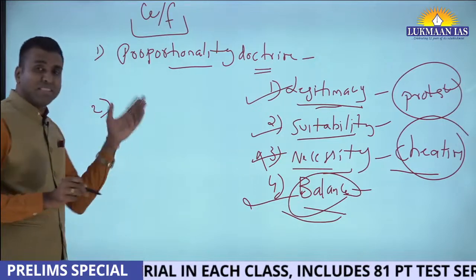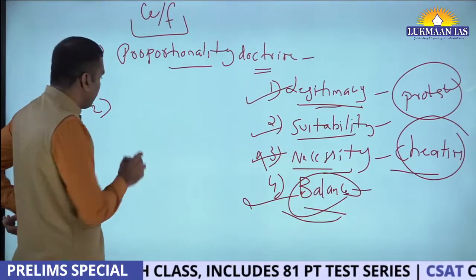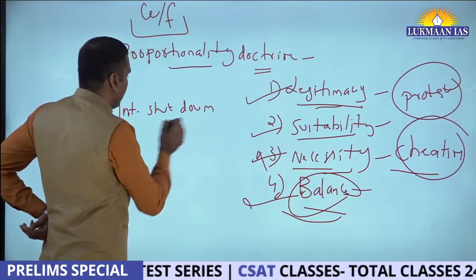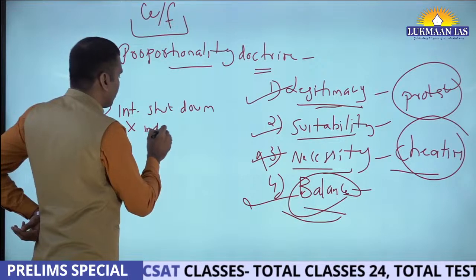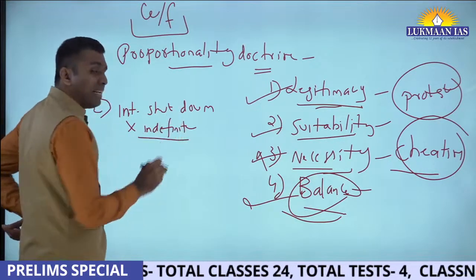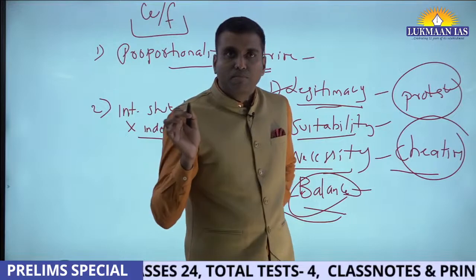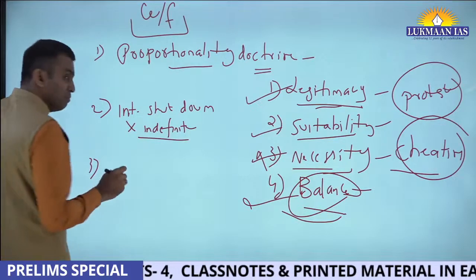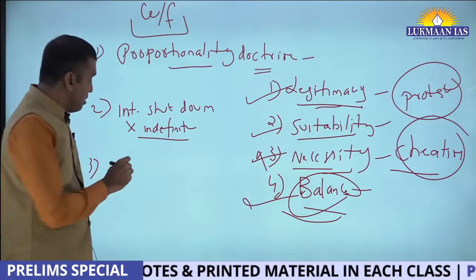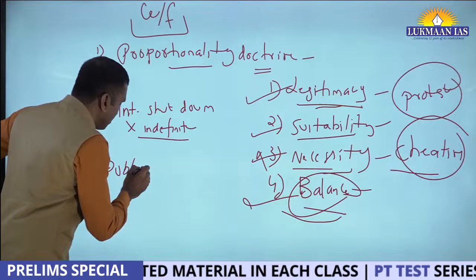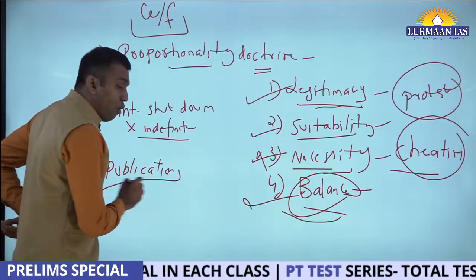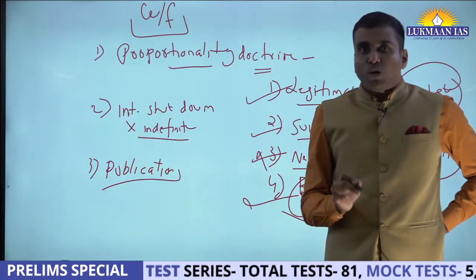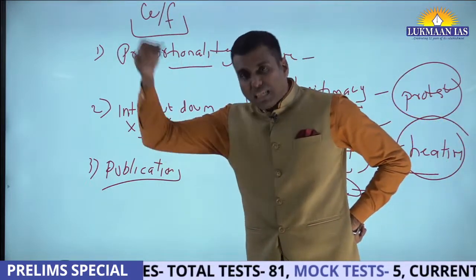Number 2, the Anuradha Bhasin judgment also said, what have they said? Internet shutdown cannot be indefinite. There cannot be any indefinite shutdown. There has to be some time frame. Number 3, publication of orders. All the shutdown orders should be published immediately so that individuals can challenge those orders in court.